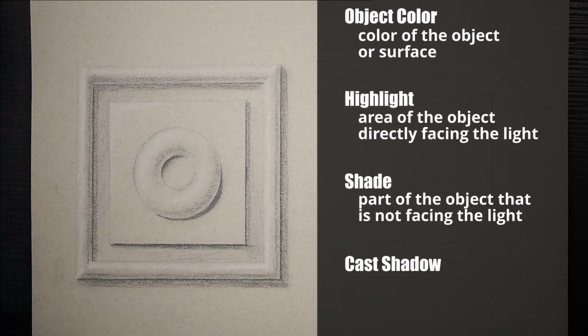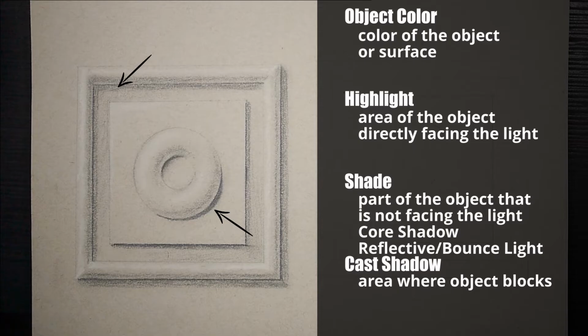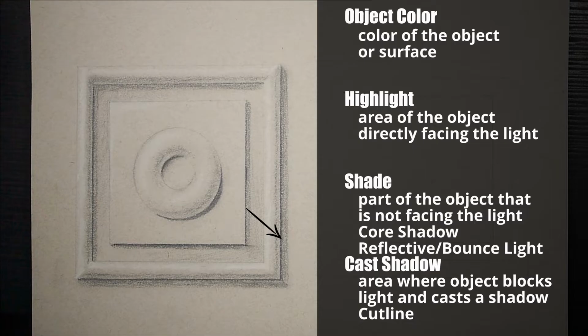And under that umbrella I include core shadow, the deepest dark of the shade, and reflective or bounce light, a subtle light area where some light from the surrounding area reflects into the shade area. Cast shadow is the area where the object blocks the light and casts a shadow. Along with cast shadow is cut line, which is a thin, dark line at the point where the shade and the cast shadow meet. Sometimes it can also be a light-colored highlight cut line.